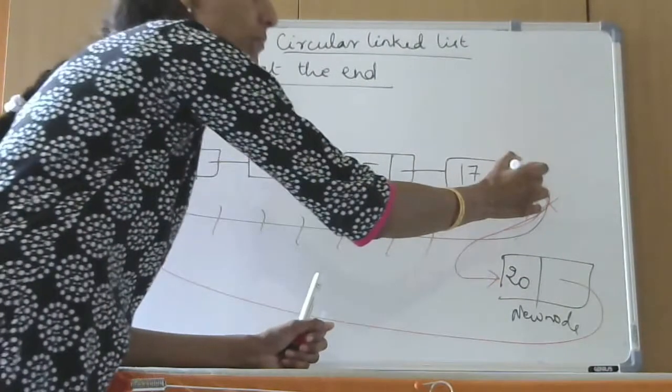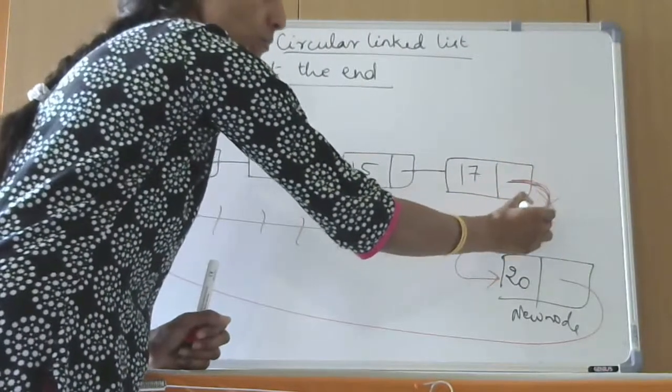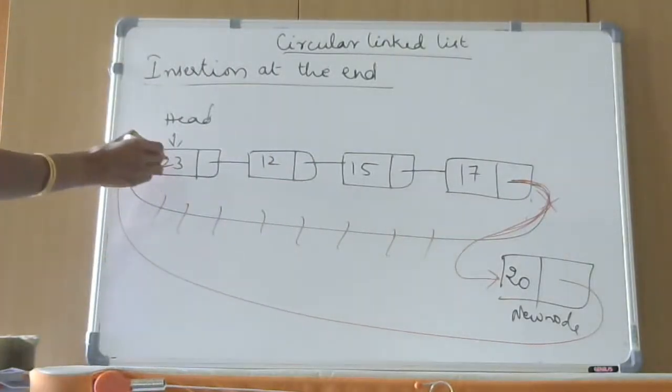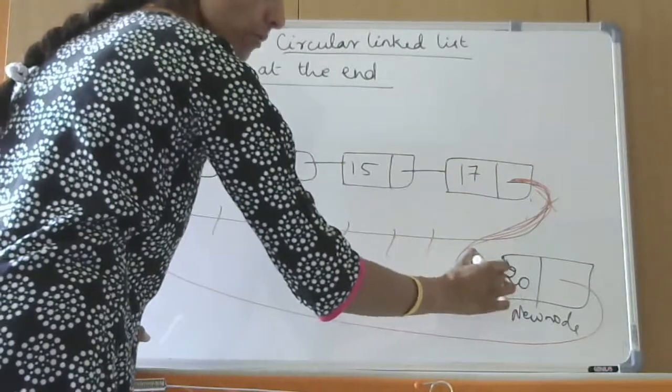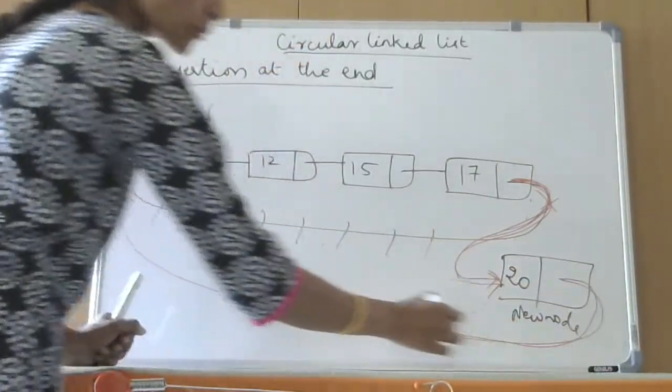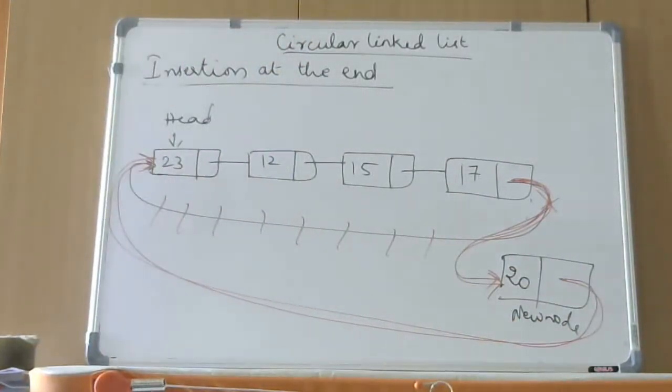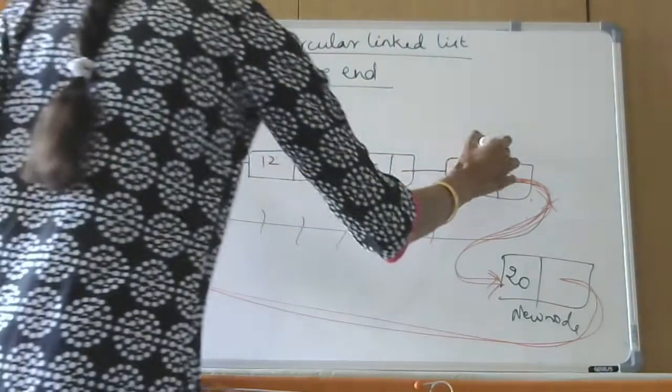So what are the changes in terms of links? The link which is pointing back to your head node should not be there. Next of 17 should point to 20. Next link of 20 should come back and point to head. This is the change that you have to make. Correct. Now how can I make that change? What can I write?